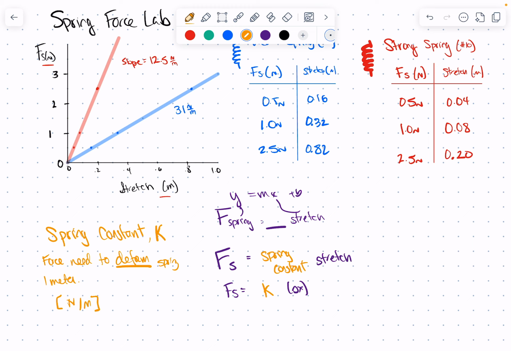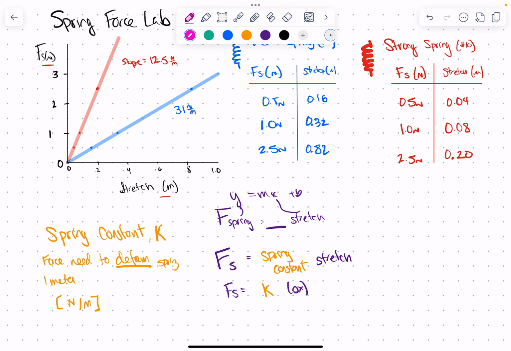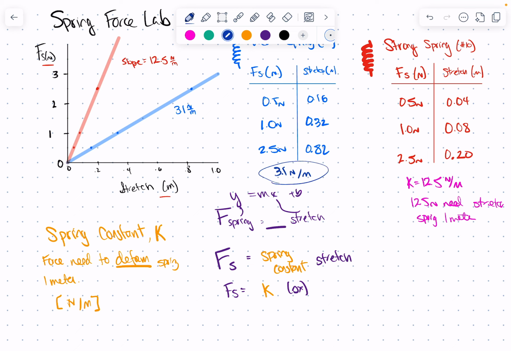So if we look at the spring constants that we have for the strong spring, we said K was 12.5 newtons per meter. That means it takes 12 and a half newtons to stretch the spring 1 meter. And similarly, it takes about 3.1 newtons to stretch the light spring. So it takes less force to stretch the light spring than it does the heavier spring. And so that's what the spring constant is.